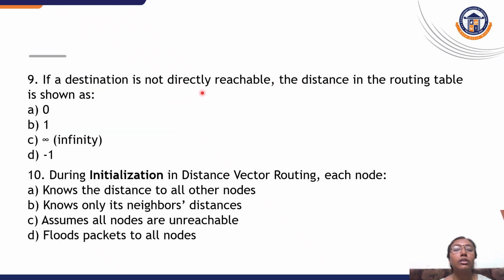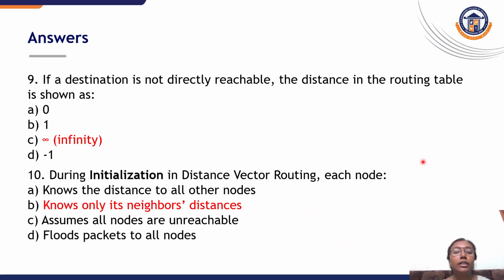If a destination is not directly reachable, how will the distance in the routing table be updated? During initialization in distance vector routing, directly not reachable is given by infinity. Each node knows only its neighbor distance.